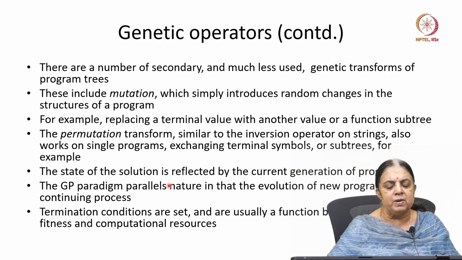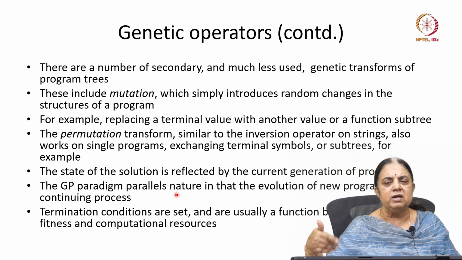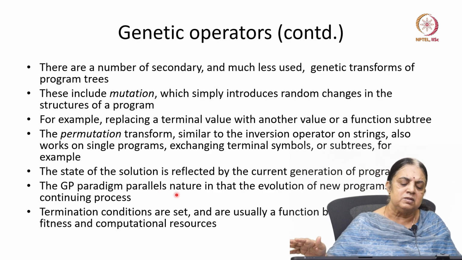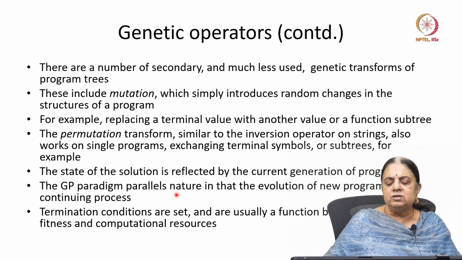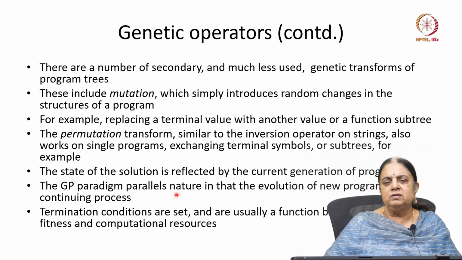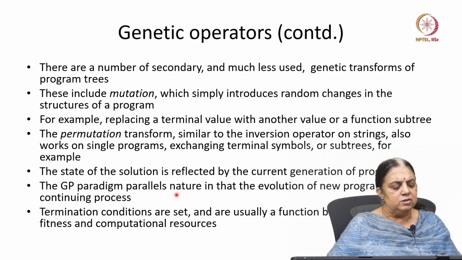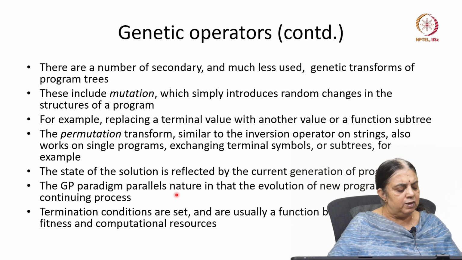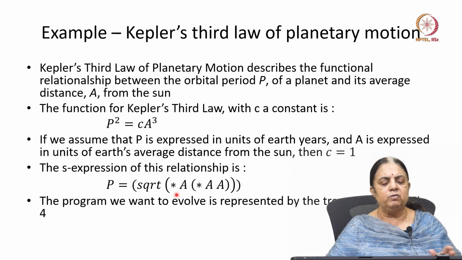So the GP paradigm parallels nature in that the evolution of new programs keeps on going, and it keeps on breeding more and more programs, and then you set some termination condition at some point in time to stop this. One termination condition you can think of is that it works in all the tasks that you have given. If it works on all the tasks, it means that it is a proper program to carry out this task. To understand this better, we will look at one example over here.